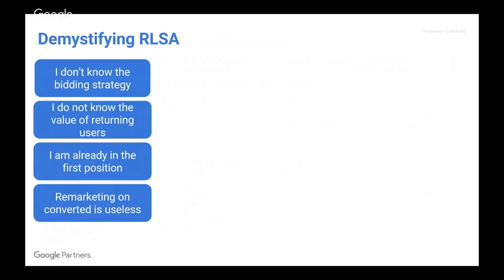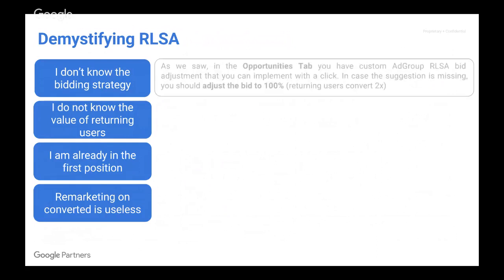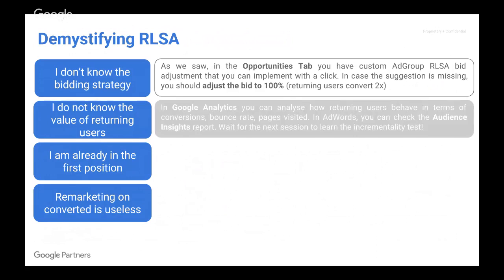If someone tells you, I don't know the bidding strategy, the right answer is use the Opportunities tab to check what's the best bidding strategy for your ad group, or, as a rule of thumb, use 100% bid adjustment as a one-fits-all rule. I don't know the value of my returning users. In Google Analytics, you can analyze how returning users behave in terms of conversions, bounce rate, pages visited. So we have seen a report right now, but in general, you can segment new versus returning users in Analytics.